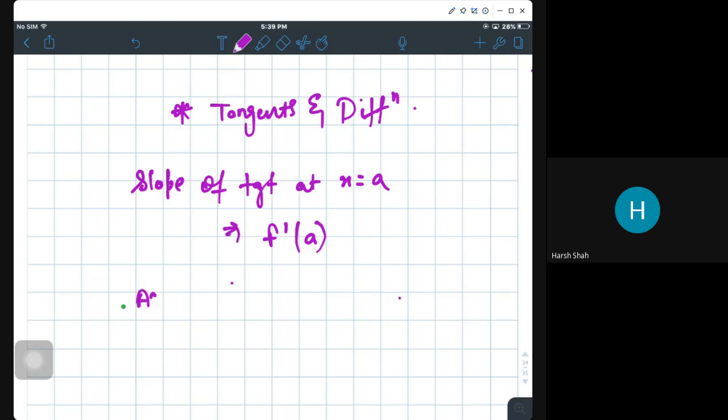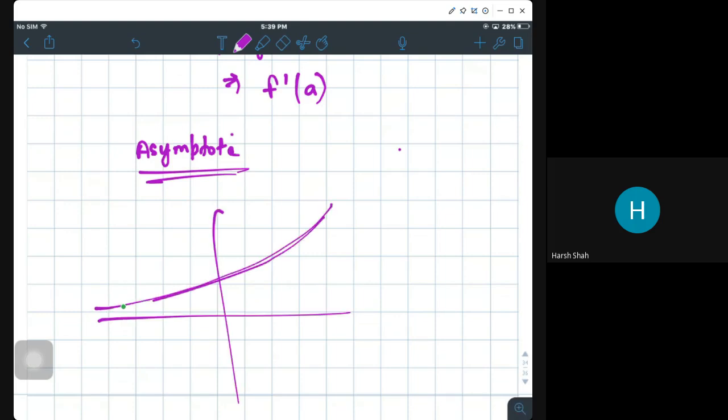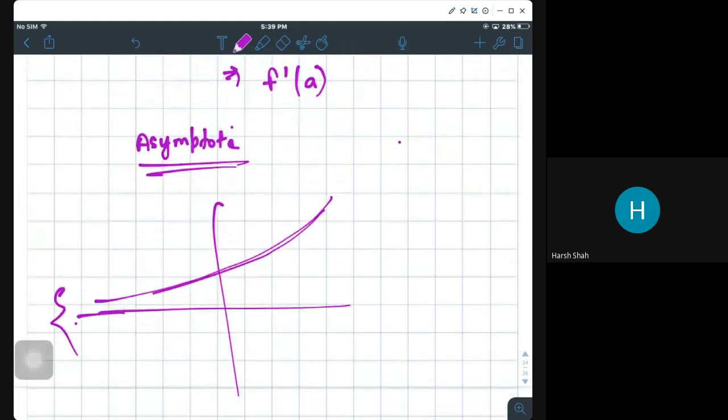This is the slope. Now if you have an asymptote, what do you mean by an asymptote? The function tries to approach the value but cannot achieve it. This is what is meant by asymptote. If you have a function e to the power x, it tries to achieve 0 but it cannot achieve it, so this is an asymptote. Is it clear? These are the two parts, and differentiation gets over here.